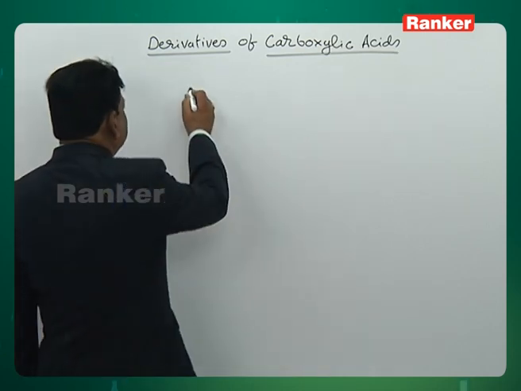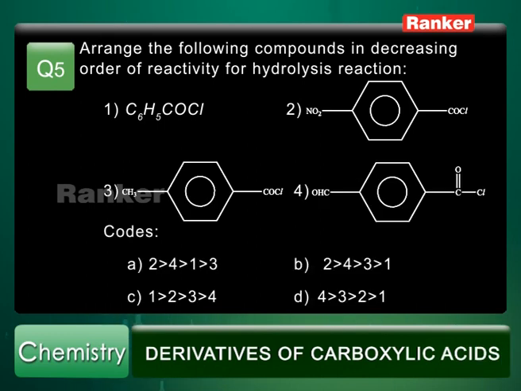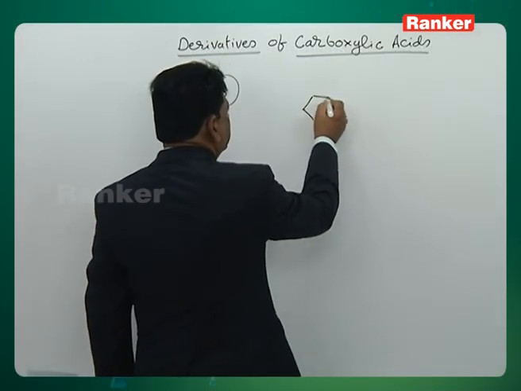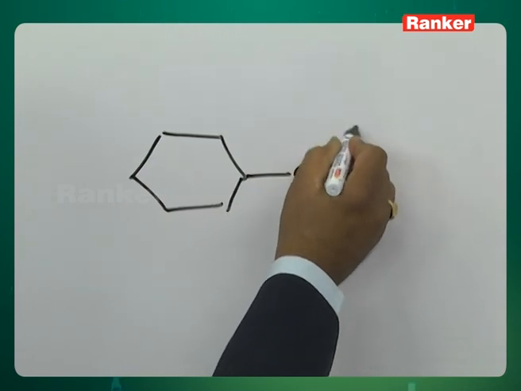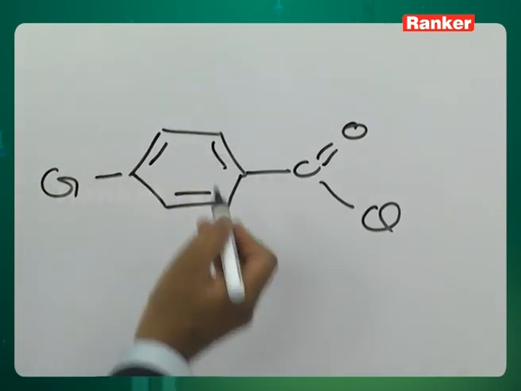Let us go to question number 5. Among the following compounds, arrange in decreasing order of reactivity for the hydrolysis reaction. All 4 compounds are benzoic acid derivatives, actually benzoyl chlorides. The first option is simple benzoyl chloride, the second option is para-nitro benzoyl chloride, the third option is para-methyl benzoyl chloride, and the fourth option is para-aldehyde containing benzoyl chloride. In this question, all are benzoic acid chlorides, but some group is there, and the group influences the reactivity.